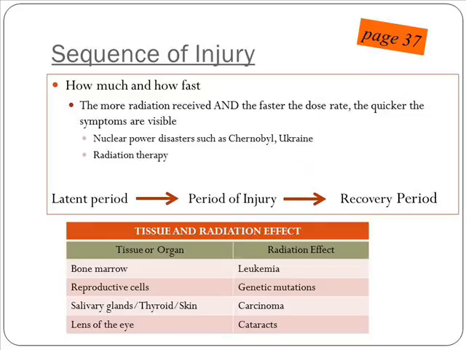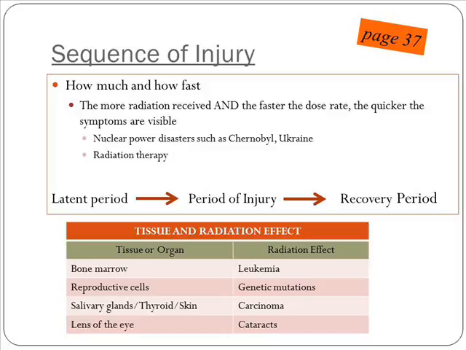Now, how does this injury happen? What's the sequence of the injury? How much and how fast? How much radiation we need and how fast the radiation is determines the injury. The more radiation received and the faster the dose rate, the quicker the symptoms are visible.